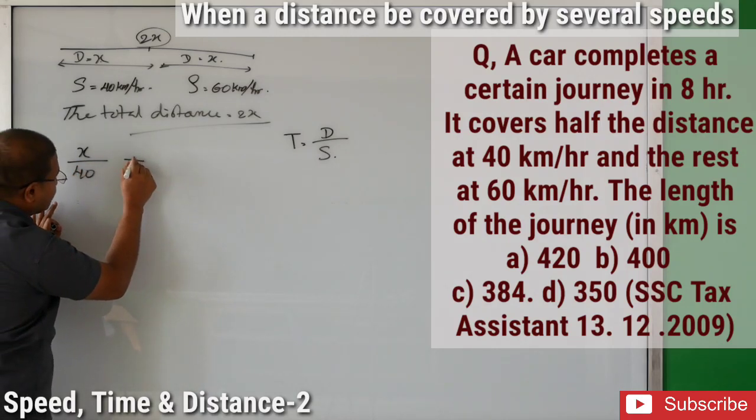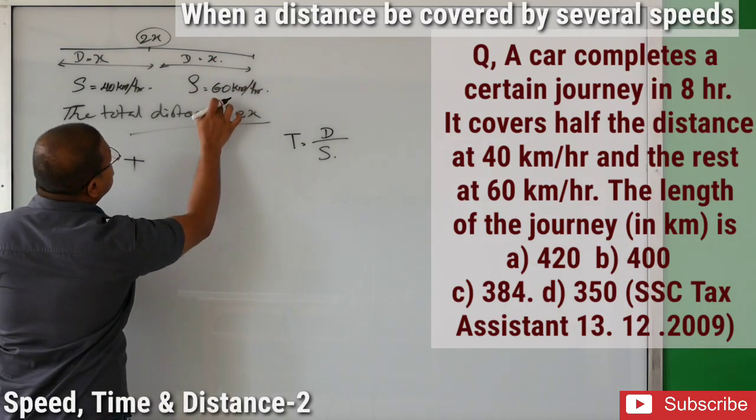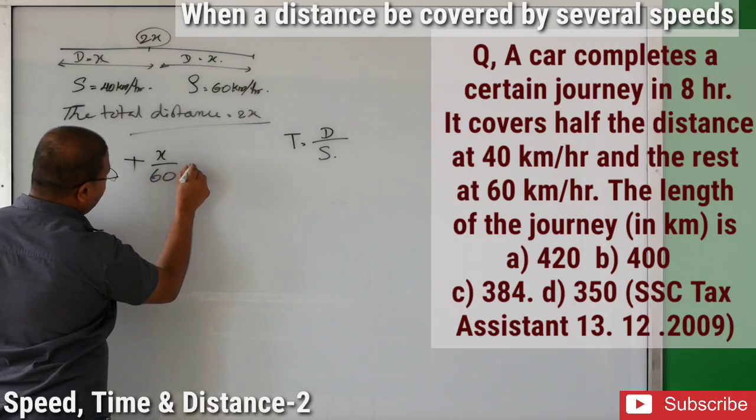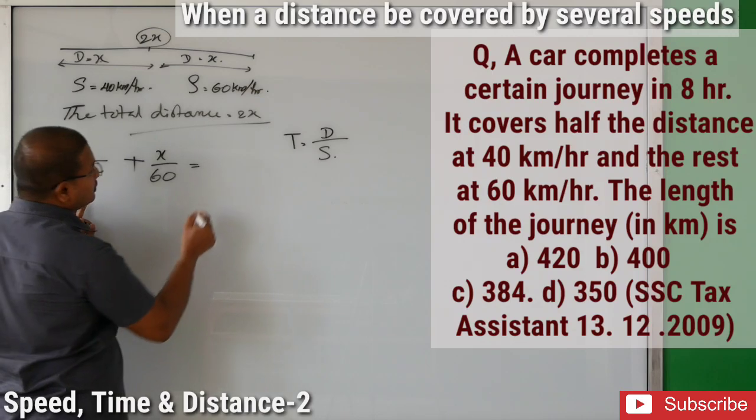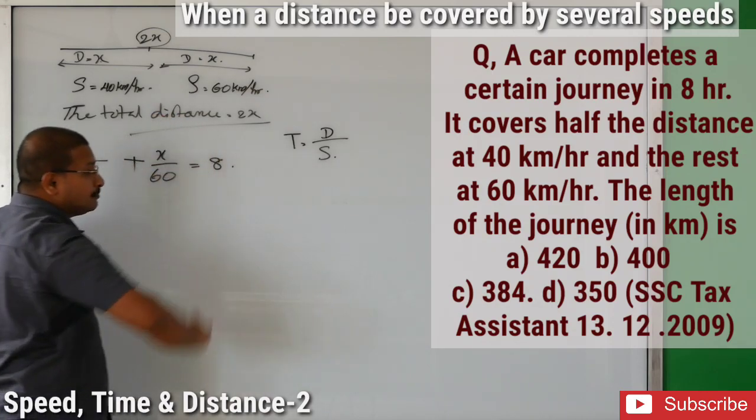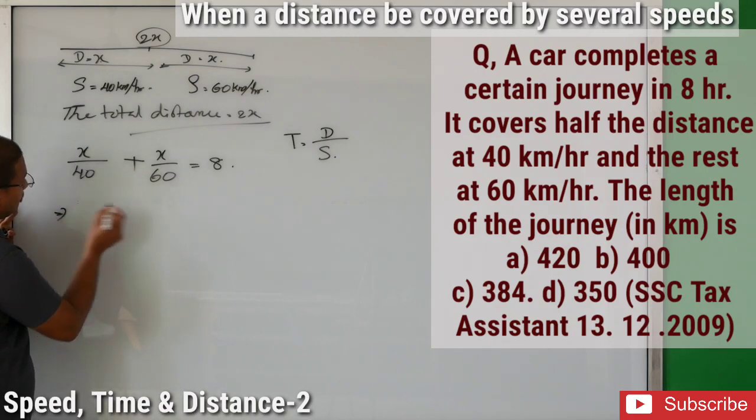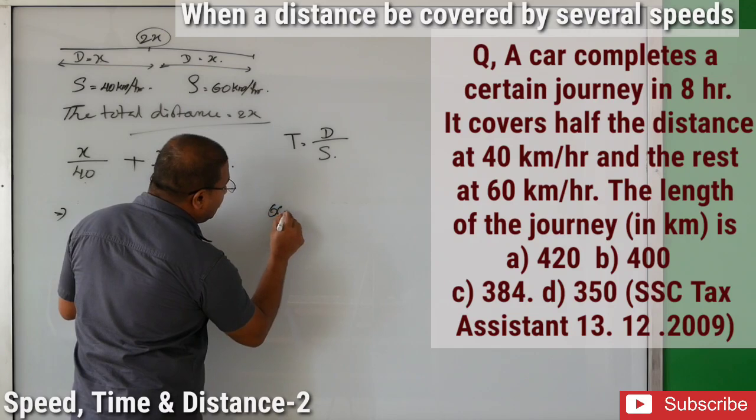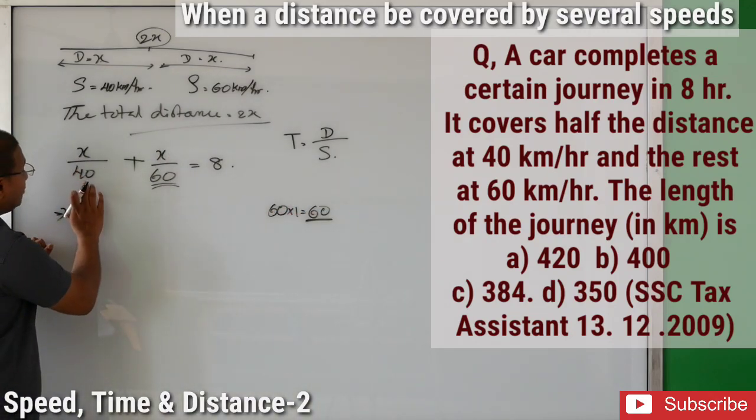Ready? Plus second time, how much it took? Distance by speed, that means x by 60 equals, check the question, 8 hours. Ready? Now what we will do? We will take the LCM. See, the bigger number is 60. Let us see. 60 into 1 is 60. We cannot divide properly by 40.